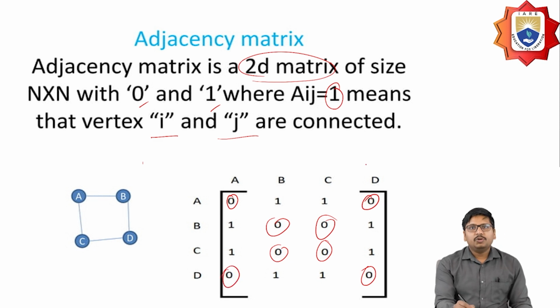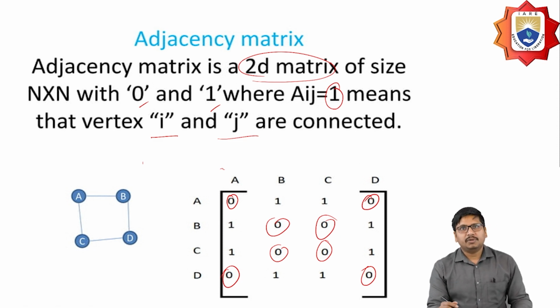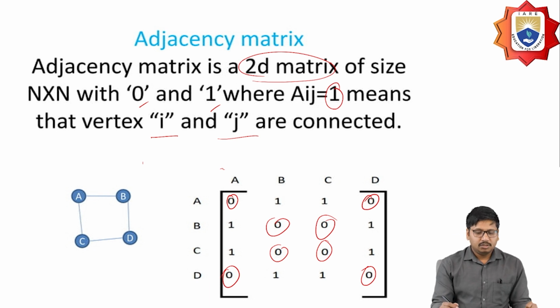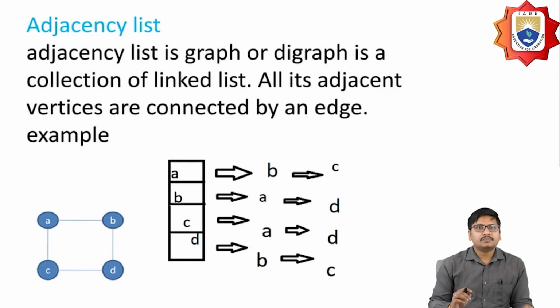So like this, we are going to represent this graph using the adjacency matrix representation. So an adjacency matrix is nothing but a two-dimensional matrix of size n by n. So the size is 4 by 4. Which means that if there is an edge from A to B, then I can write it as 1. Otherwise, I can mark it as 0 if there is no edge.